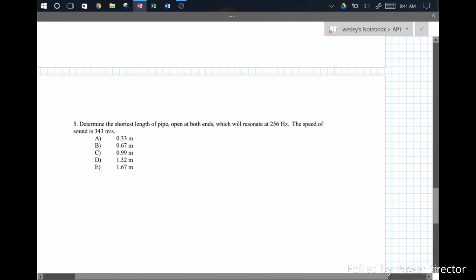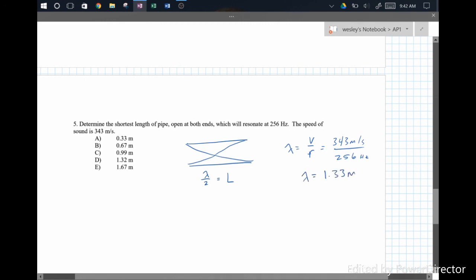And then number 5, determine the shortest length of pipe open at both ends, which will resonate at 256 hertz. So, speed of sound is 343. For the shortest length of pipe at 256 hertz, we're looking for the fundamental frequency again. So half of a wavelength fits into my pipe. That means I need to find my wavelength in order to find L. So lambda is velocity over frequency, 343 meters per second divided by 256 hertz. So my wavelength is 1.33 meters.